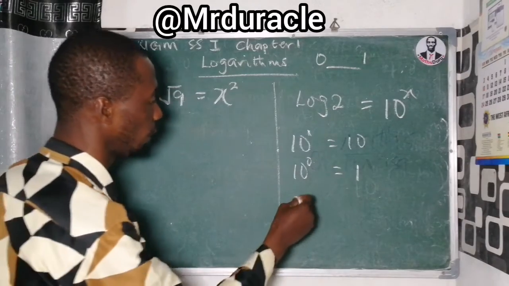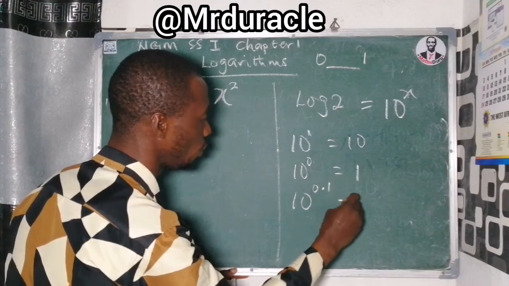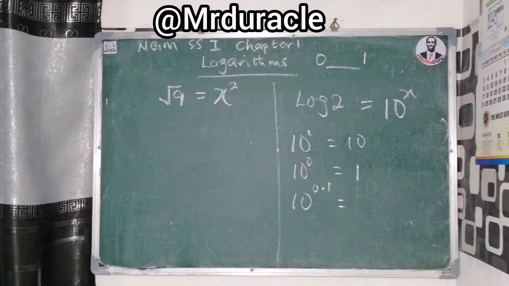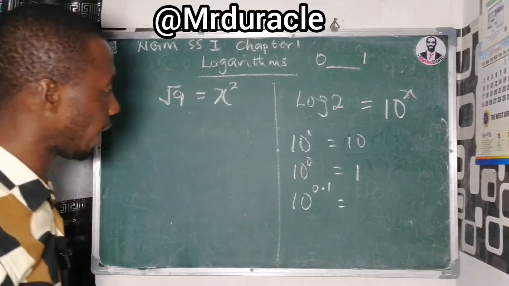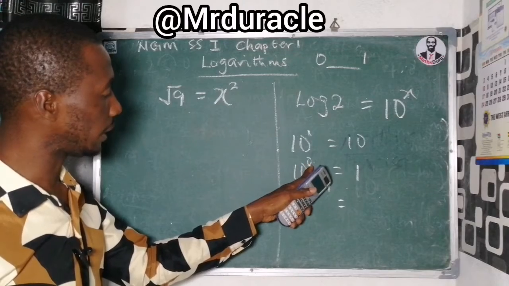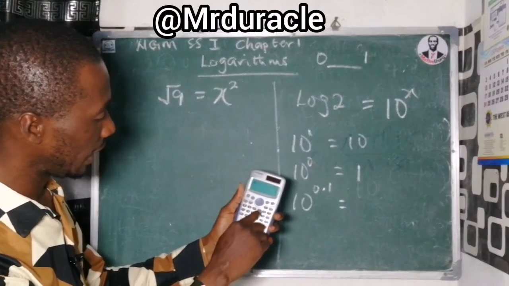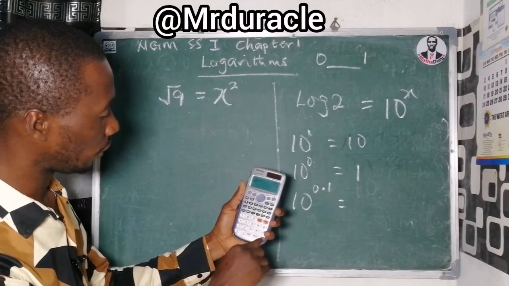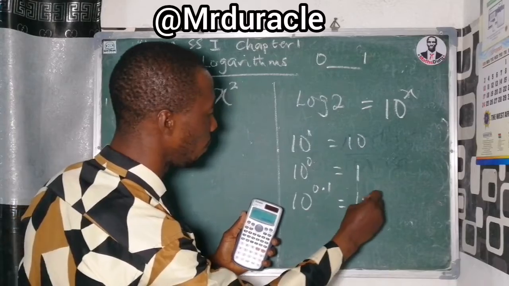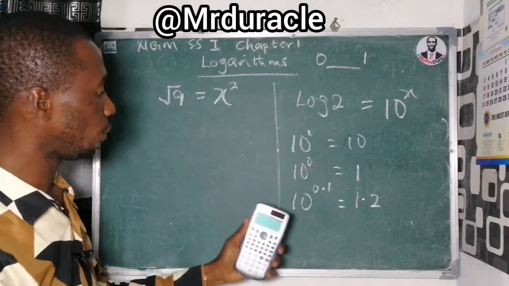So you begin to process. What if I try 0.1? What will be my answer? If I try 10 index 0.1, see what I'll get. I got 1.2. But I'm looking for 2, so I will continue.